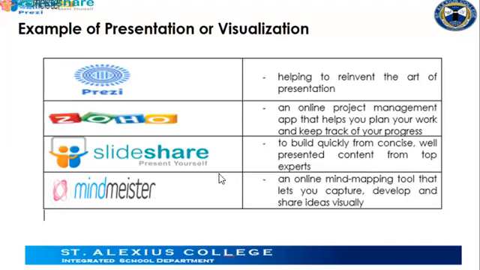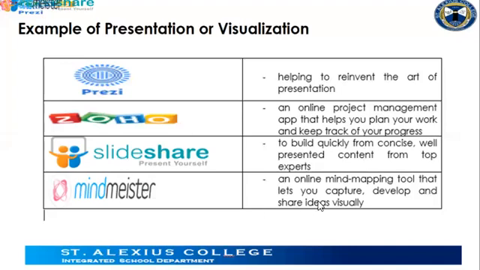Next is SlideShare. This is a very common kind of online platform. SlideShare is used to build quickly from concise, well-presented content from top experts. SlideShare is an American hosting service now owned by Scribd. We are also familiar with Scribd, right? There is also a particular website for Scribd, for professional content, including presentations, infographics, documents, and videos. Users can upload files privately or publicly in PowerPoint, Word, PDF, or open document format. For example, we have lots of PowerPoint presentations already made, so we can upload them to SlideShare to share our works with other people.